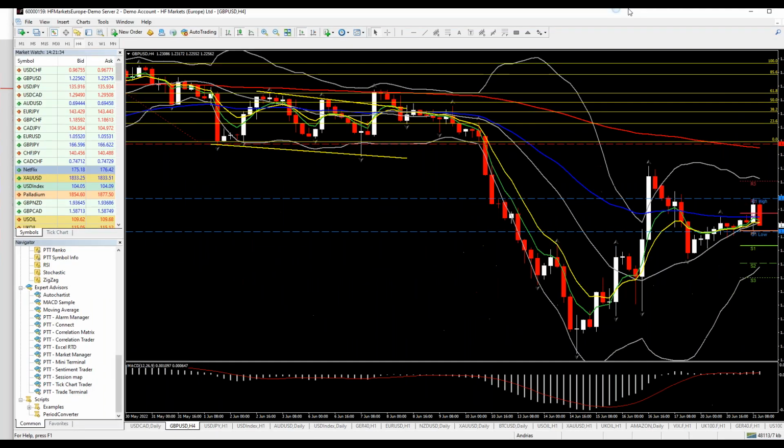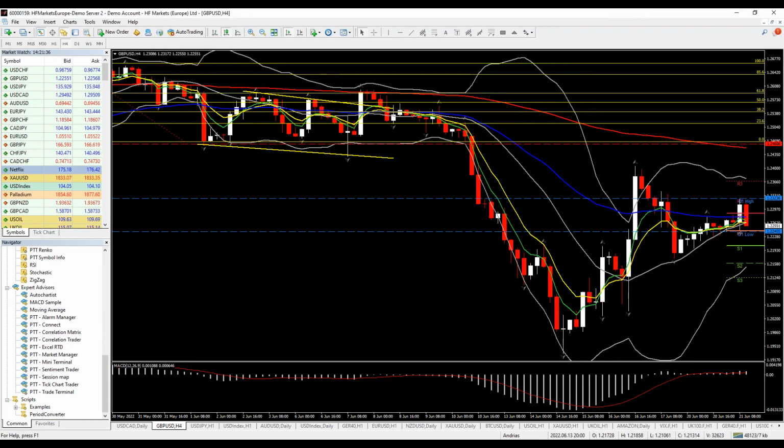So ignore the chart. Okay, focus on the MACD over here. That's cable. Can you see over here that the MACD and signal line are below zero, and the histogram is below the signal line, so it's way below the signal line. Can you see that over here?